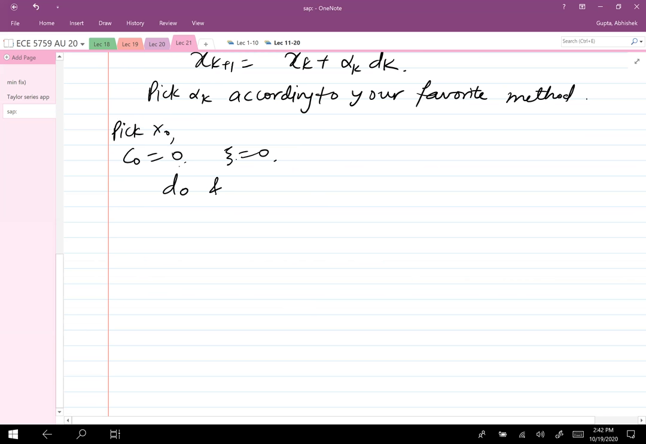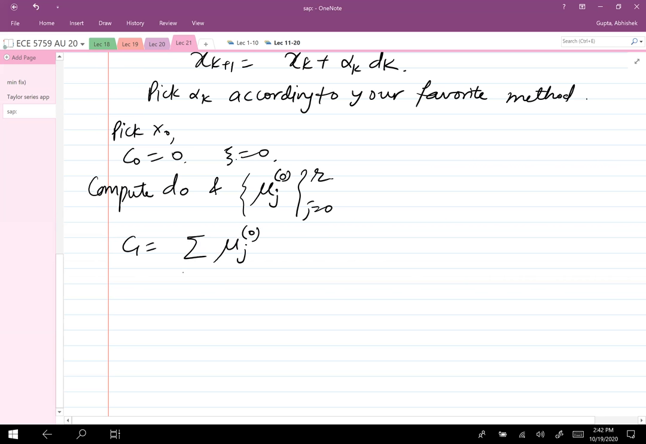Pick x_0, you pick C_0 equals 0, compute d_0 and the Lagrange multipliers, let me call it mu_j^0, j equals 0 to r. And then you pick C_1 equals the summation of mu_j^0, j equals 1 to r, plus some positive number gamma.